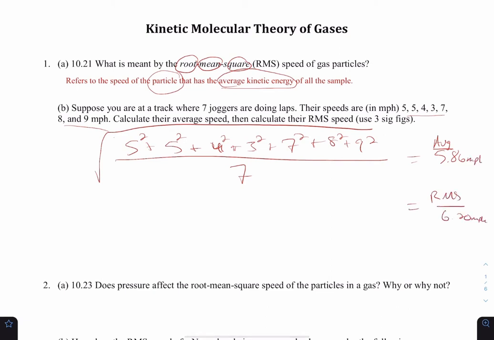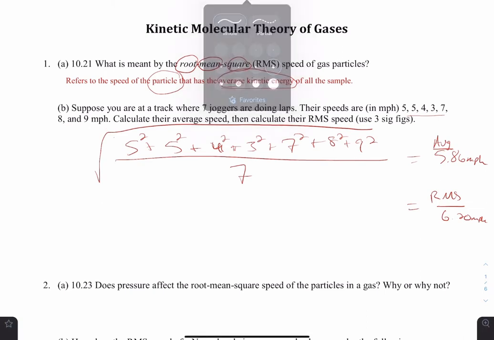So that's how you would do it using a macro example of joggers, for example. Typically you're not going to be using this type of application of this equation because we're going to be applying it to gases, and there's a very specific equation that we use for gases to determine the root mean square speed. But if you did use macro examples like joggers or cars or whatever it may be, this is how you would go about solving that.